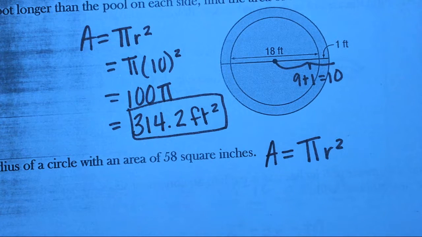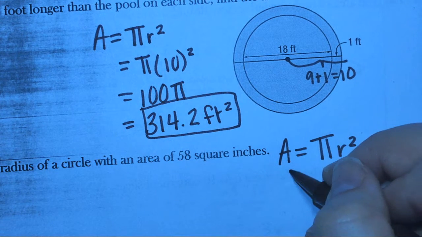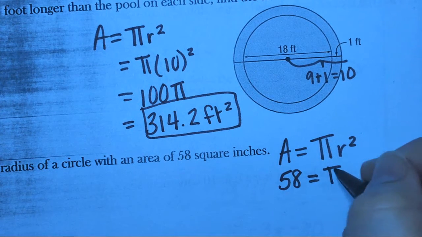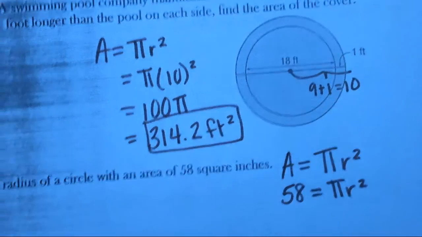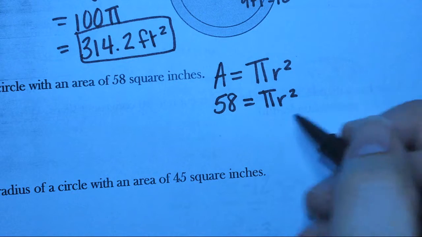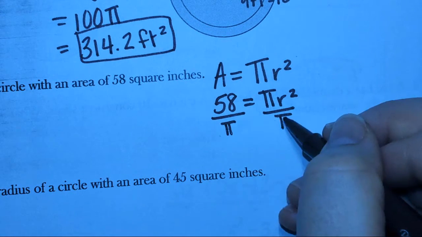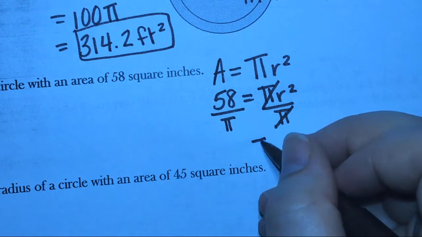Okay, number 2 says that there's a circle and we're told the area is 58 square inches. So I'm going to plug in that number for A. I need to get R all by itself. So I'm going to have to divide both sides by pi, because pi is just a number. It's a crazy number, but just a number.